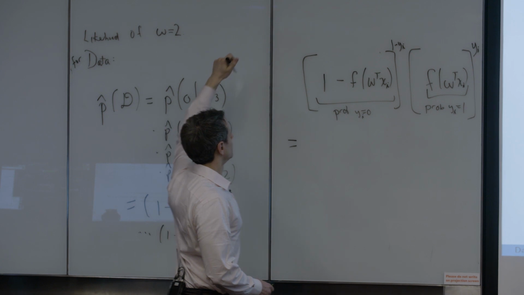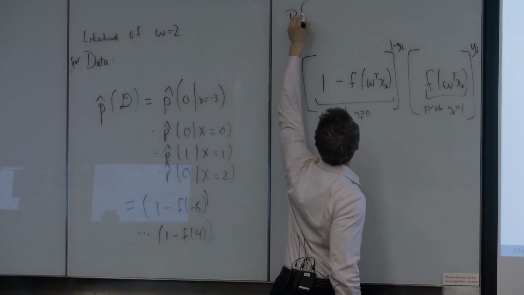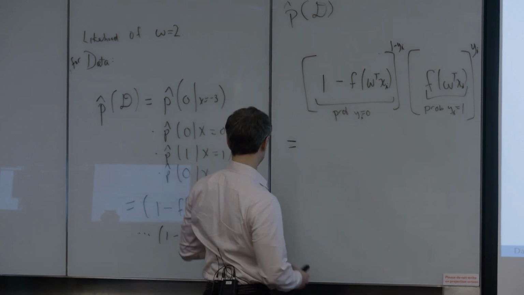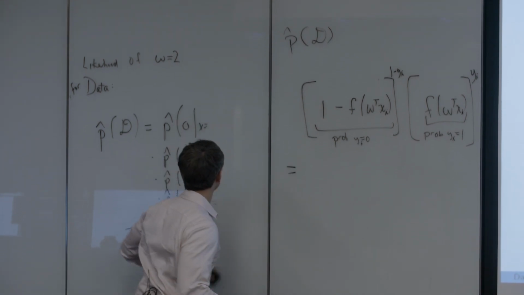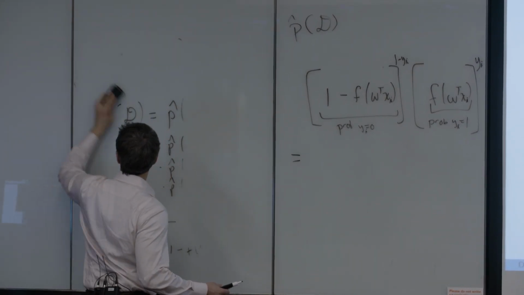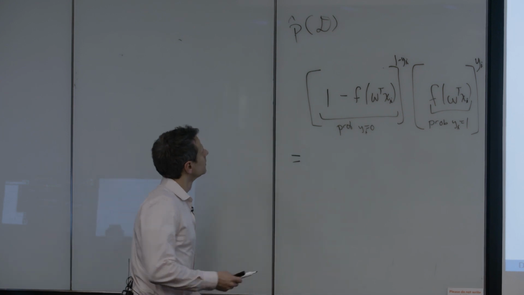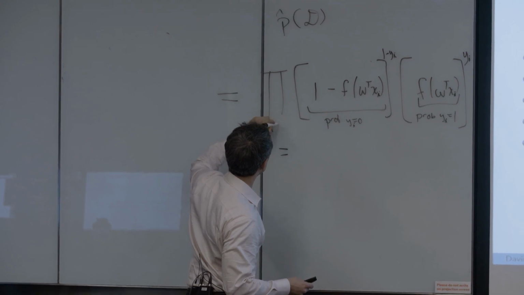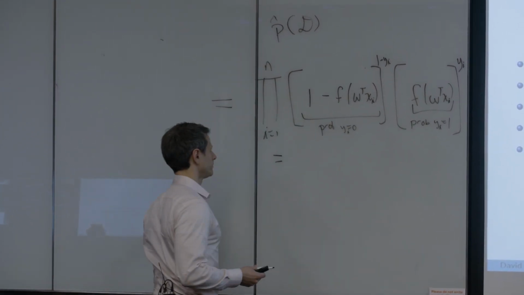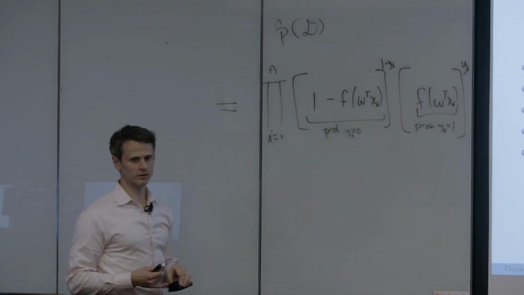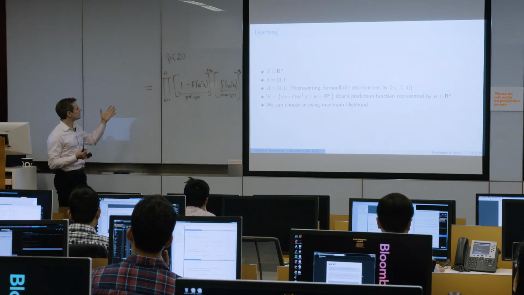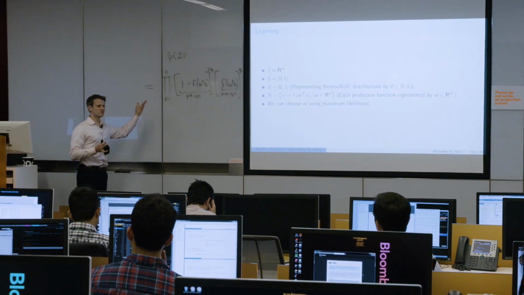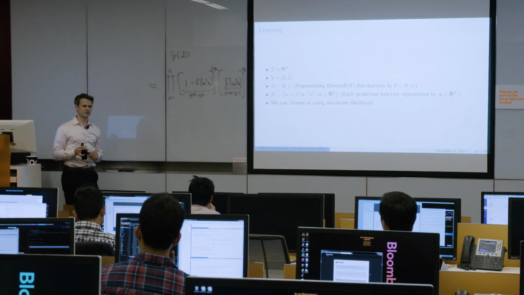So the full likelihood, the probability for a data set D, is equal to the product over our data set, i from 1 to n, of this. This would be our likelihood for an arbitrary w. Now, this is something we can work with. We can take the logarithm of it. Things simplify nicely. Then we could differentiate with respect to w, and then optimize over w.